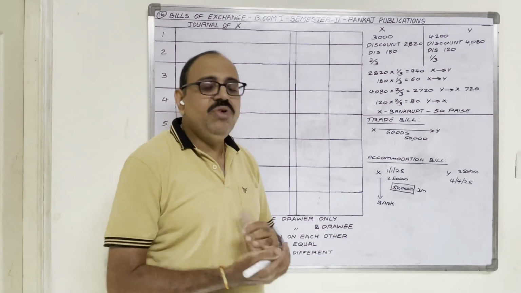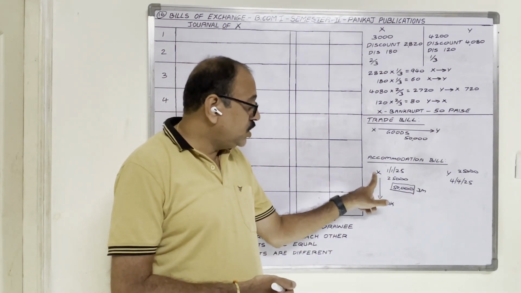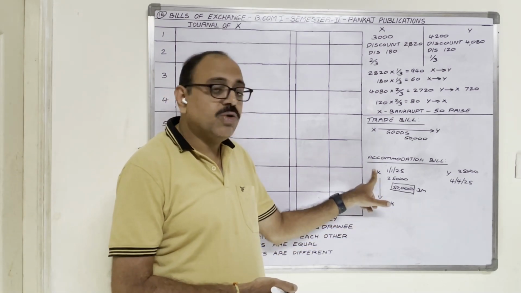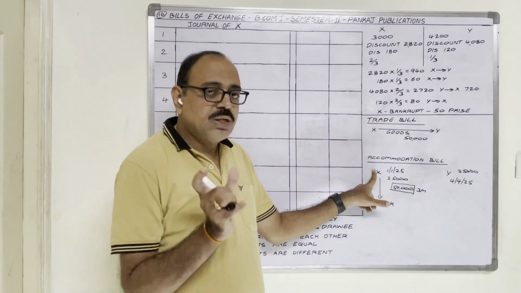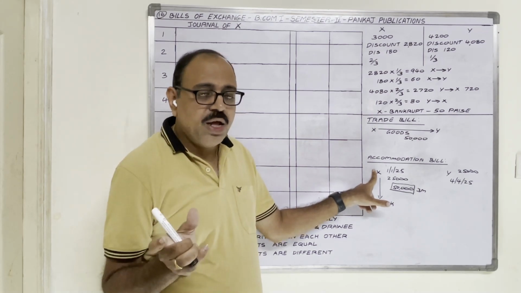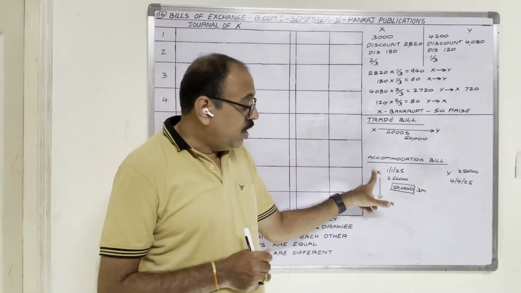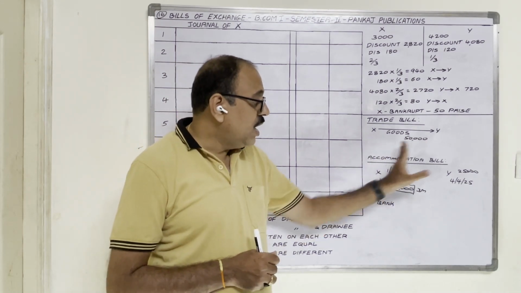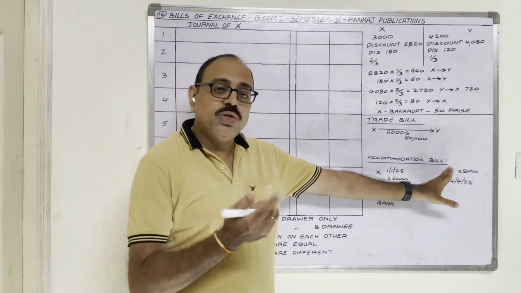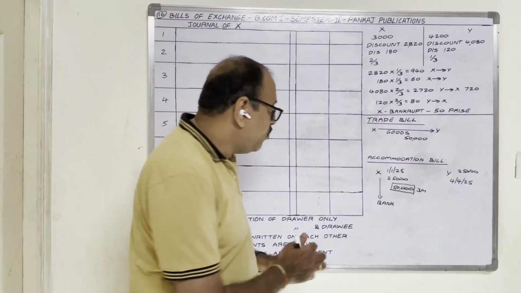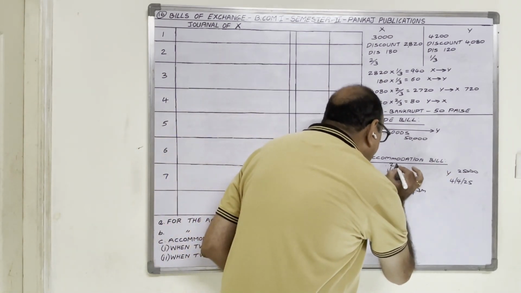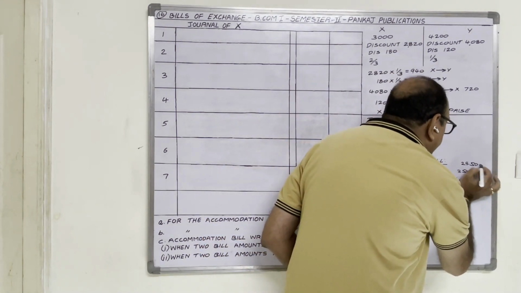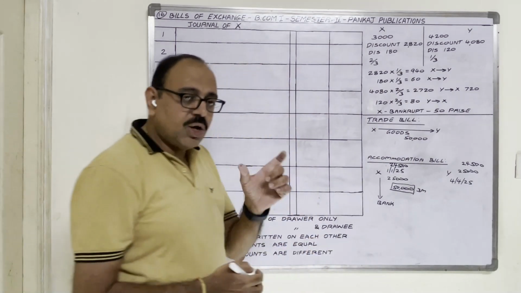After receiving the acceptance, X discounted that bill with the bank. Assume the bank paid 49,000 rupees to X. So the loss is 50,000 minus 49,000, which is 1,000 rupees. Now from that 49,000 rupees, X takes half and pays half to Y. So X takes 24,500 rupees and X pays 24,500 rupees to Y. The discount loss of 1000 is there now.